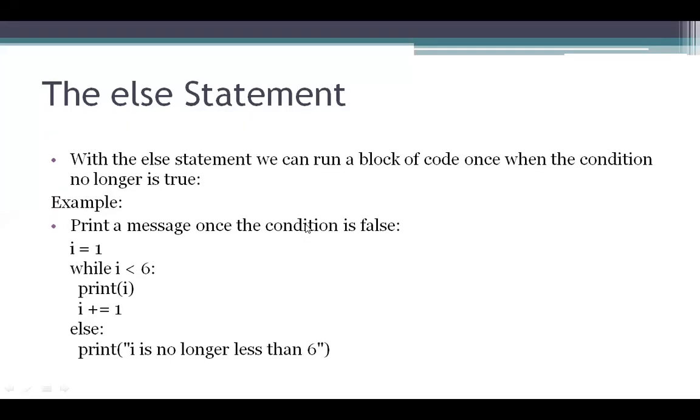Okay, let's continue with the next thing. The else statement. With else, we can run a block of code once when the condition is no longer true. Previously, when the i value had become 6, it was coming out of the loop. If you want some statement to be executed once when it becomes 6, we can make use of else here. So let's do it with the example.